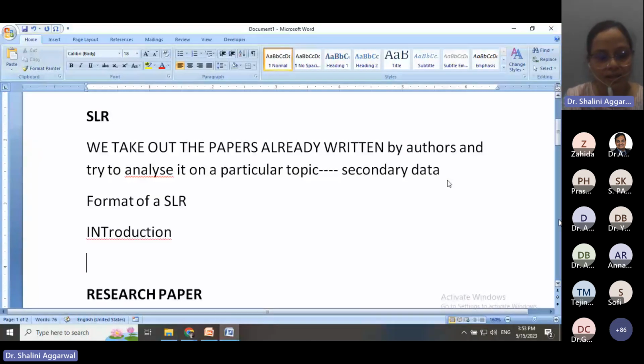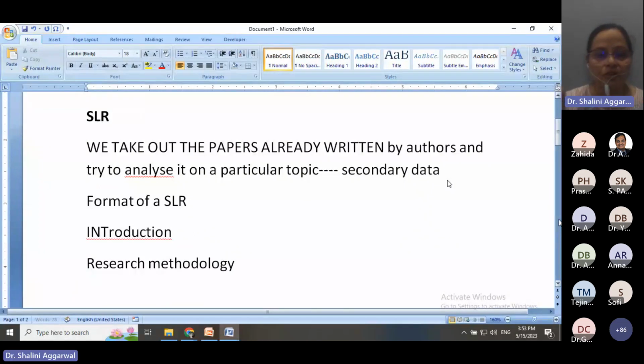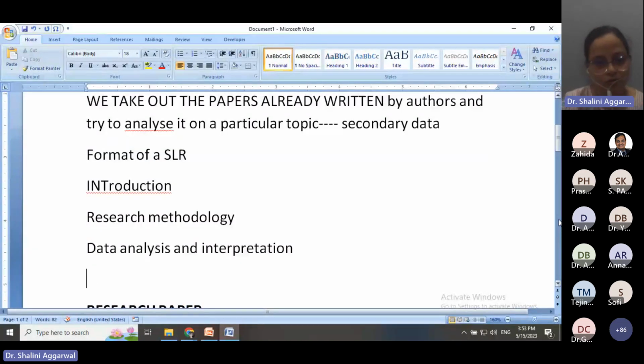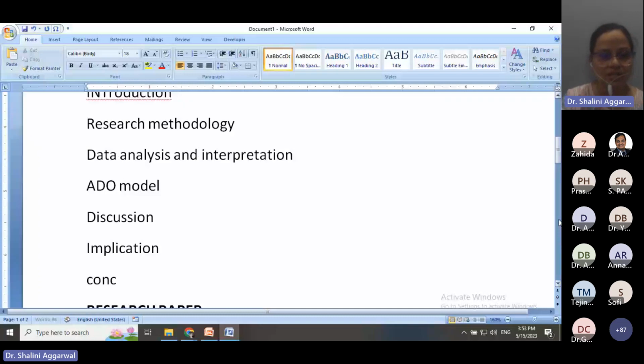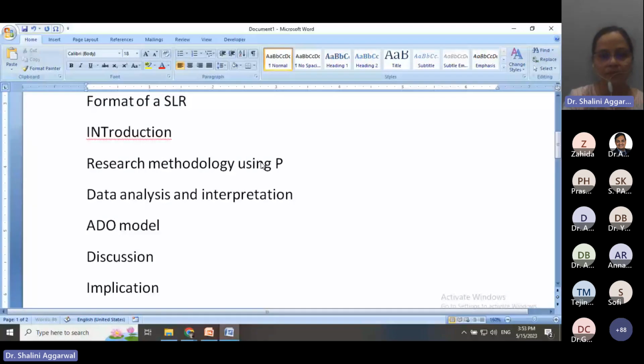First is again the introduction. Then is the research methodology. Please understand there is no review of literature section here. Then comes the data analysis and interpretation straight away. In data analysis and interpretation, we can go for the ADO model. Then we go for the discussion part, and then implications, and then the conclusion. This research methodology uses the PRISMA model. We will be talking about each section of the SLR. So let's start with this.